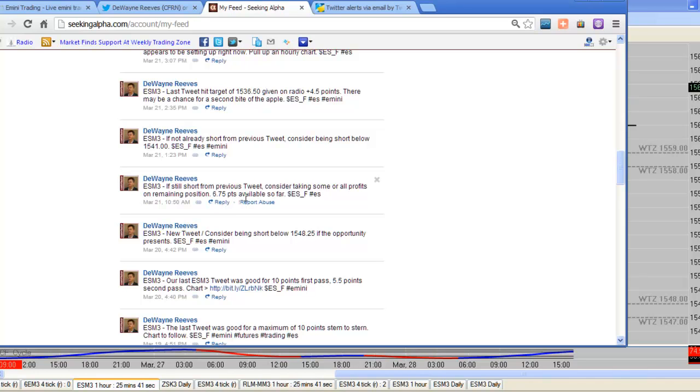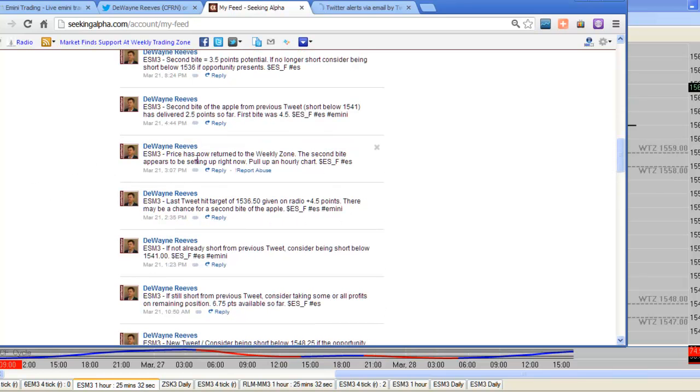6 3/4 points available so far. If not already short from the previous tweet, consider being short below 1541. Last tweet hit target of 1536.50 given on the radio, up 4.5 points. There may be a chance for a second bite of the apple. There was. Prices now return to the weekly zone. The second bite appears to be setting up right now.